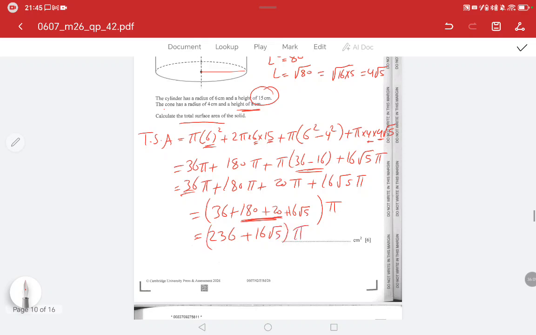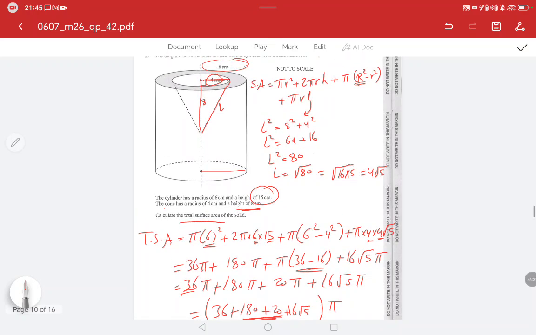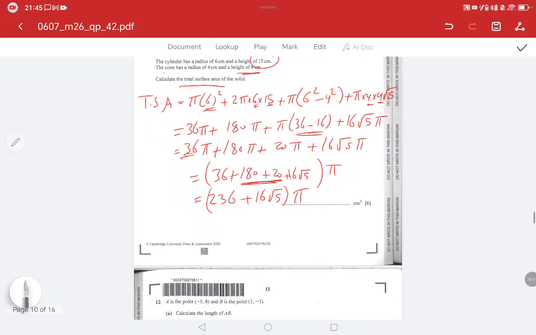This is the exact value. If the question asks for it in terms of pi or exact value, leave it in this way. If you round, at the end you can round to 3 significant figures. Okay, please double check calculations. If you have any problem with calculation, please let me know. Let me take a look here. It was 2 pi r, the radius of the cylinder is 6, yes, the height of the cylinder is 15. I think it's fine. But please double check calculations.